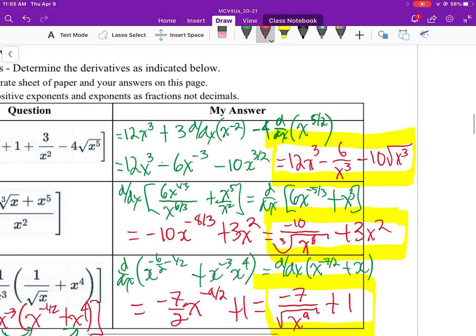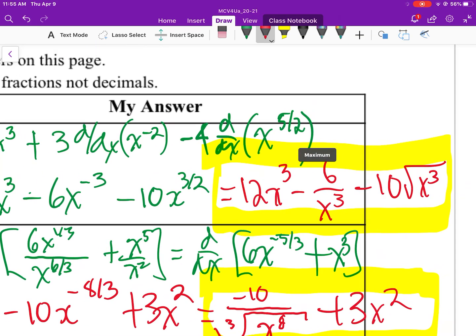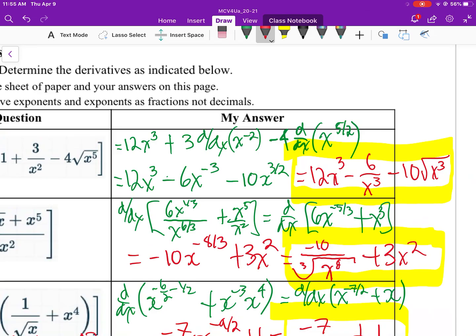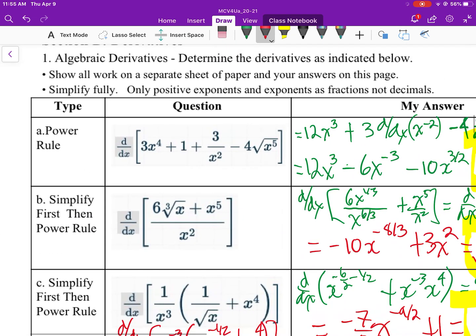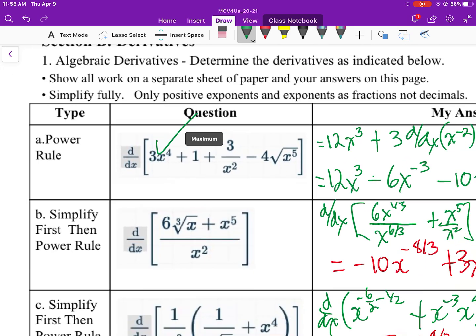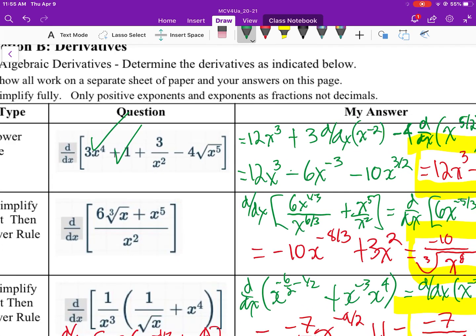So for this, there's a lot of simplification required, and often before you actually do your derivatives. So in the first one, the derivative of 3x to the fourth is very easy to get. That's 4 times 3 is 12x cubed. The derivative of 1 is very easy. It's a constant, so it's 0. Now I'm not going to do the derivative right away.